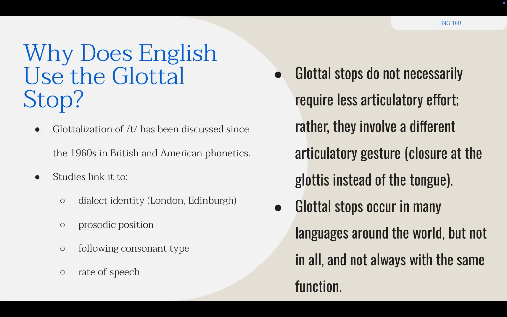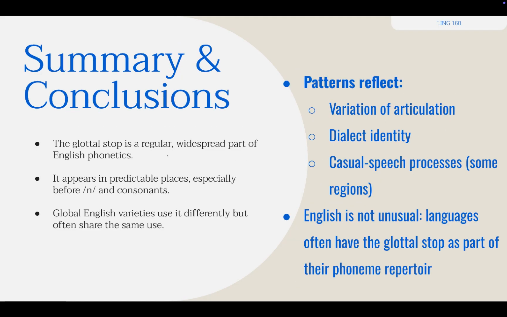Glottal stops occur in many languages around the world, but not in all of them, and not always with the same function. The glottal stop is a regular, widespread part of English phonetics. It appears in predictable places, especially before N and consonants. Global English varieties use it differently, but often share the same use. Patterns reflect variation of articulation, dialect identity, casual speech processes, and some regions. English is not unusual. Languages often have the glottal stop as part of their phoneme repertoire.